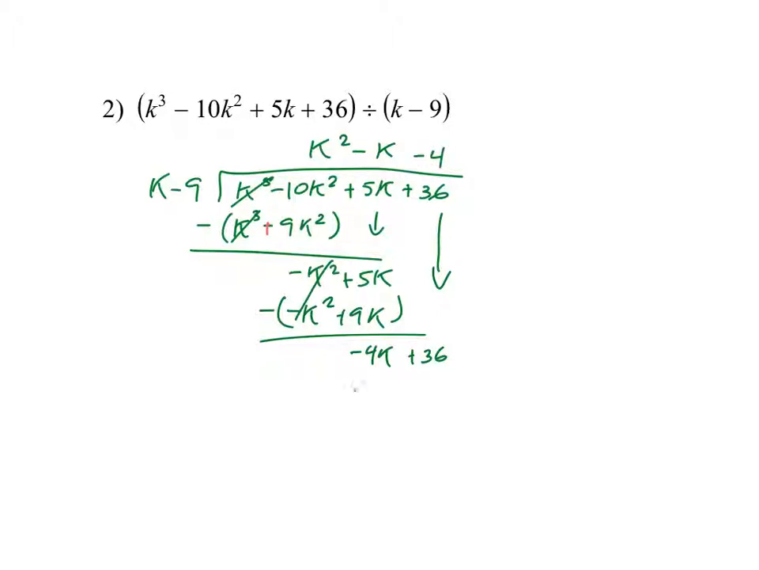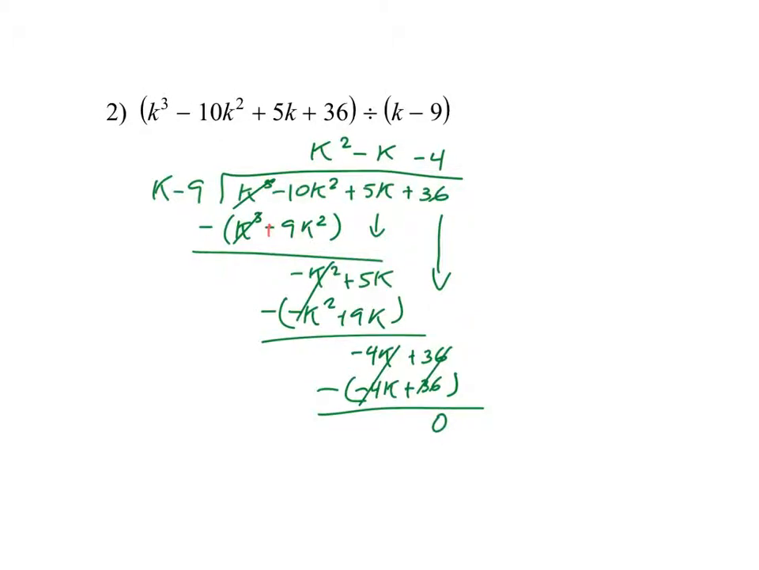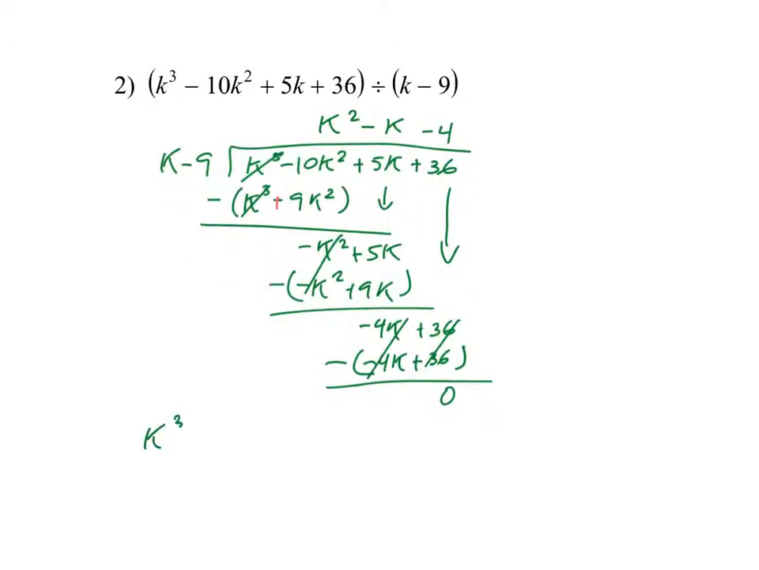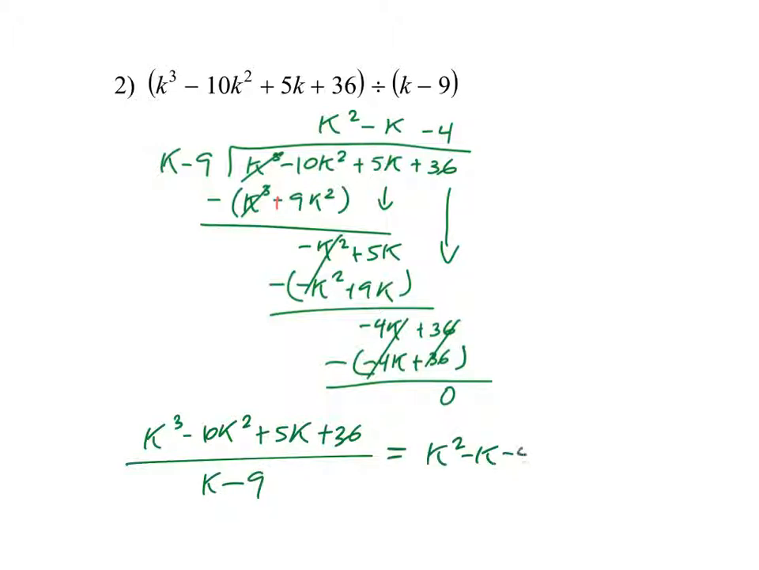I'm going to distribute negative 4k plus 36, and I'm subtracting here. Everything cancels out, so that's 0. That means that my division k cubed minus 10k squared plus 5k plus 36 divided by k minus 9 equals k squared minus k minus 4.